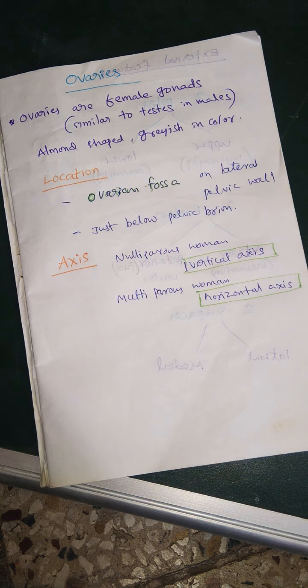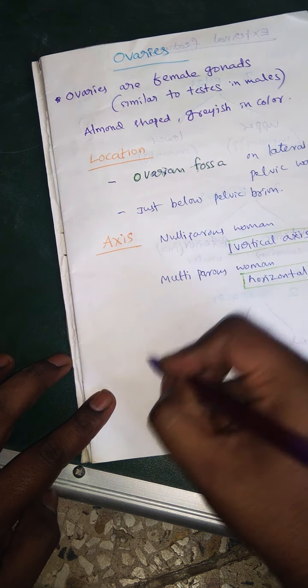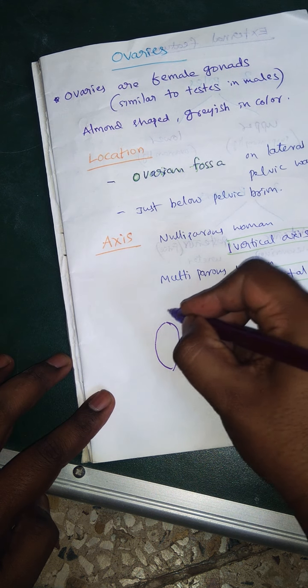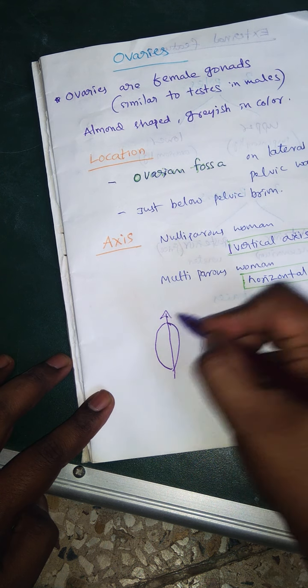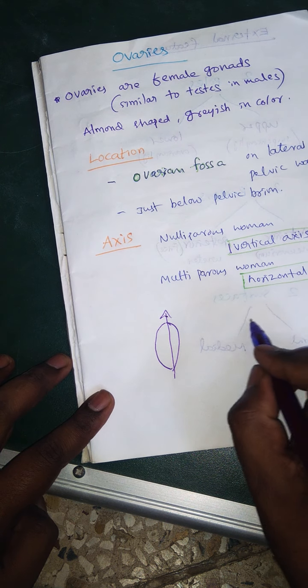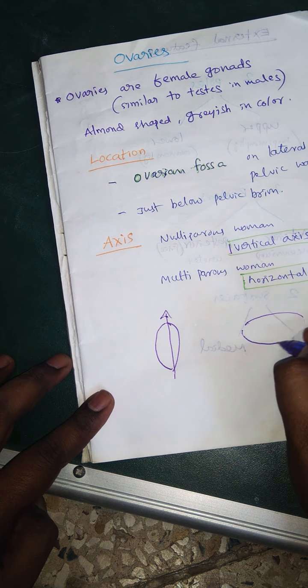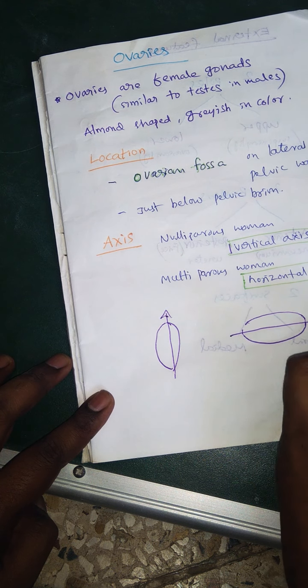Axis: in a nulliparous woman, the axis is vertical. That means in a nulliparous woman the axis will be vertical, like this. And in a multiparous woman, the axis of the ovary will be horizontal, it will be like this.